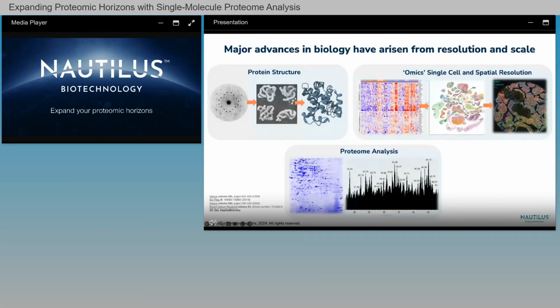We saw this again in omics, in the transition from looking at bulk populations of either proteins or transcripts or DNA to looking at single cell, and then even more recently to looking at spatial. This also happened in proteomics itself with the evolution from looking at 2D gels to mass spectrometry. And what I'm excited to share with you today is another jump in resolution and scale.